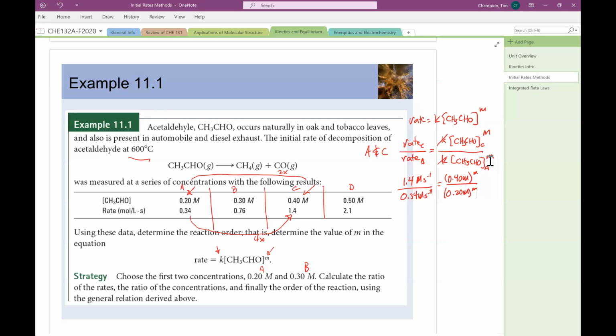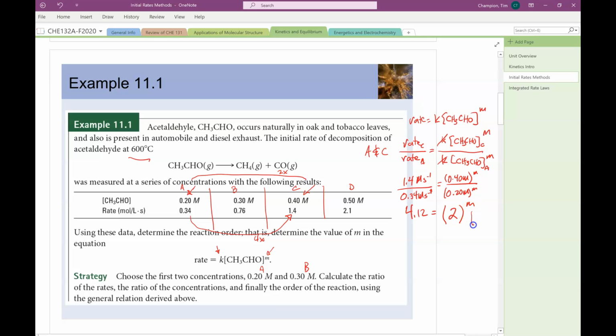So 1.4 divided by 0.34, oops, I did that wrong, 1.4 divided by 0.34 comes out to be, like I said before, basically 4.12. And 0.4 over 0.2 comes out to be 2. You can do this where you combine them and have the same order. So what value for M will be true such that 2 to the M is 4.12? Well, that's very close to 2, right?